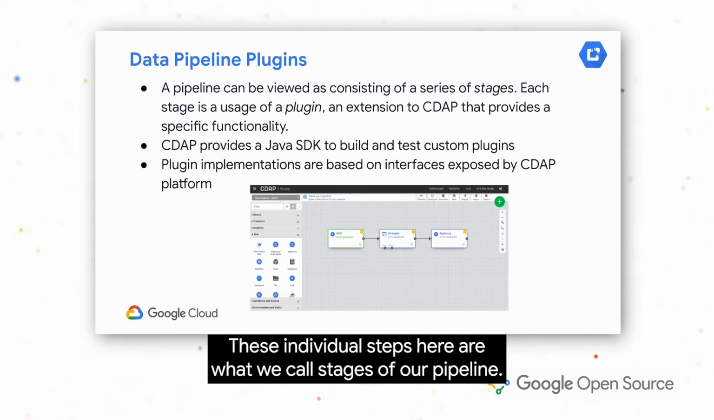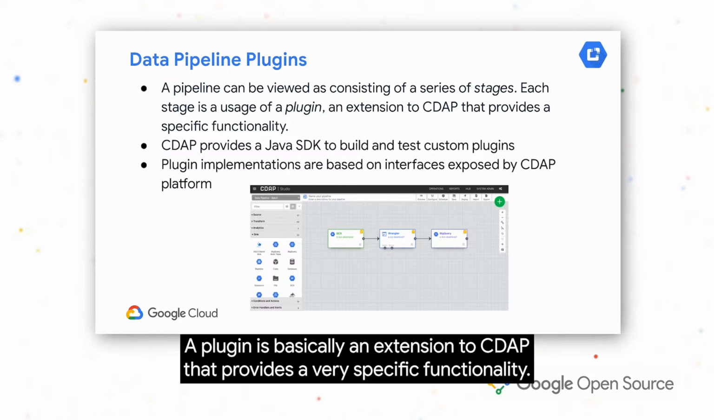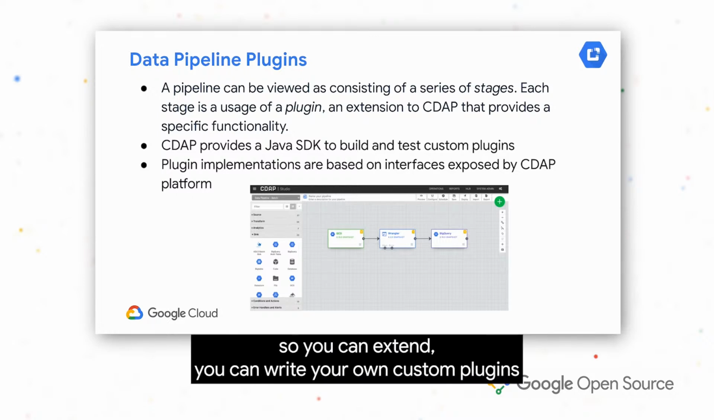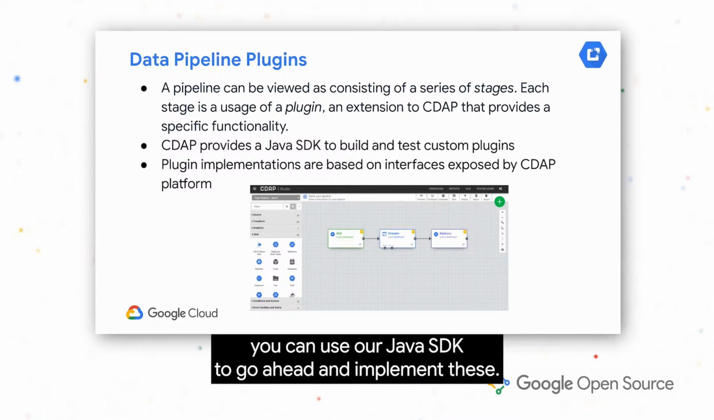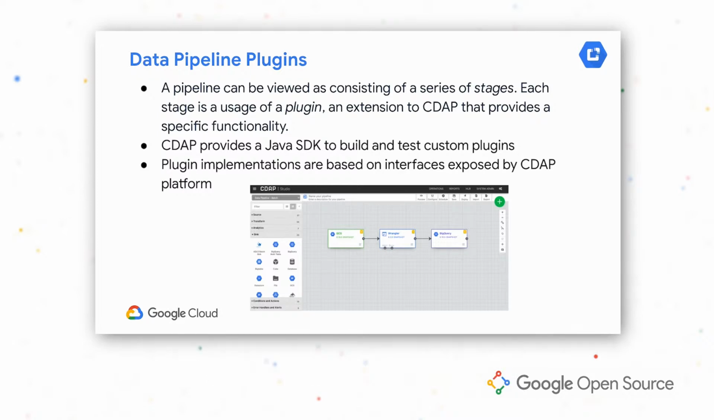These individual steps are what we call stages of a pipeline, and each stage is the usage of a plugin. A plugin is basically an extension to CDAP that provides a very specific functionality. It's a pluggable framework, so you can write your own custom plugins, and you can use our Java SDK to implement these. These are all exposed by our CDAP platform, so we'll go into it a bit more.